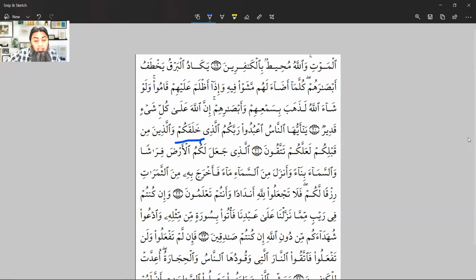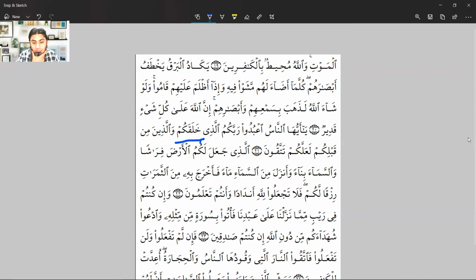O mankind, worship your master, the one who created you, and those who came before you. La'allakum tattakun, perhaps, maybe you are saved. Okay. Chazeb, by Bismillah, start the next one.